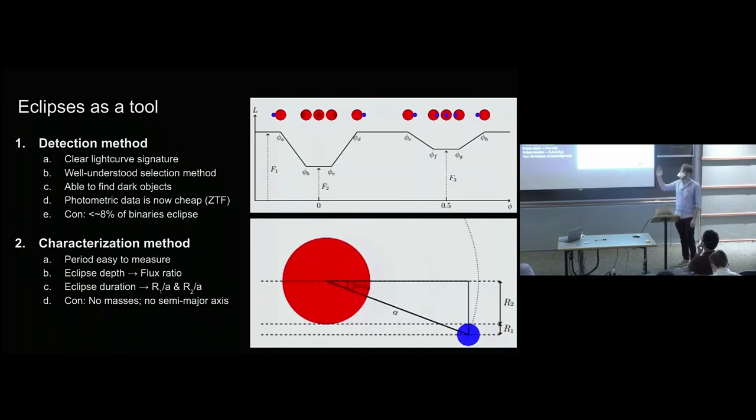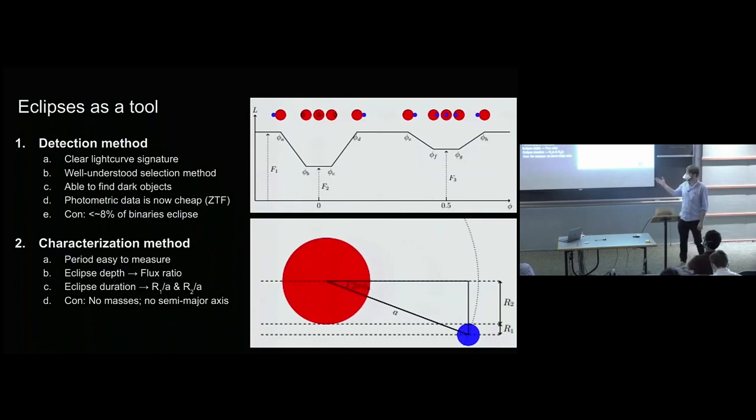Of course, there is a disadvantage. You can only find things with the right inclination. So in the best case scenario, where the stars are close to each other, you still only find 8% of the objects because of inclination. This rapidly decreases as the orbital period increases.